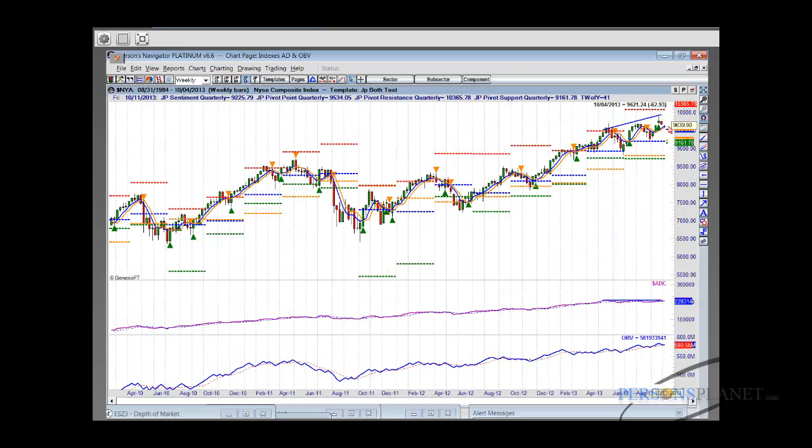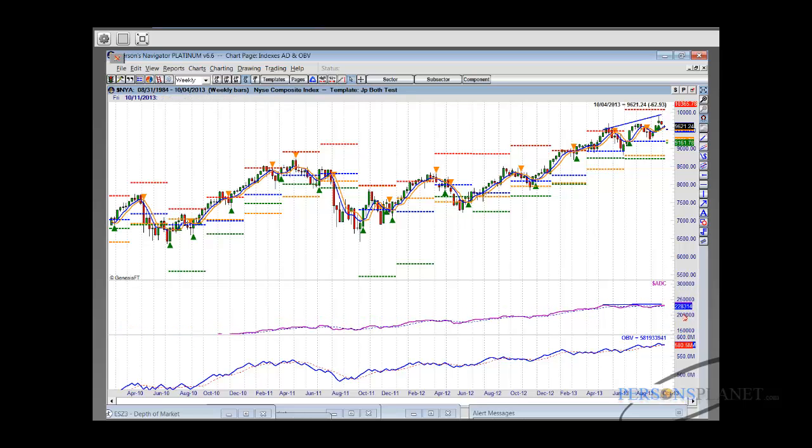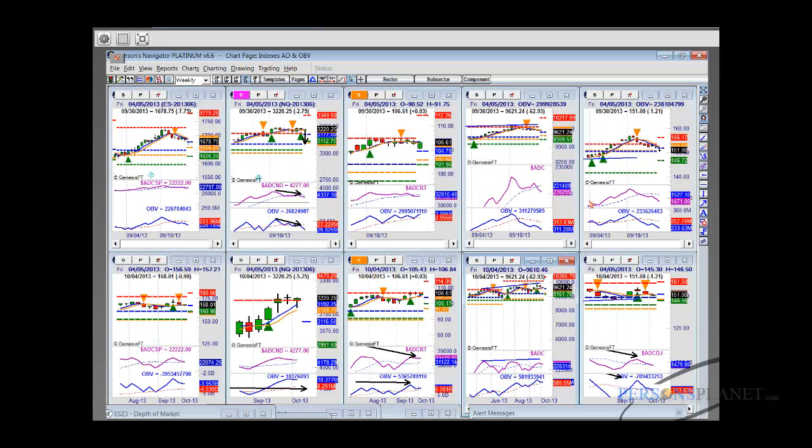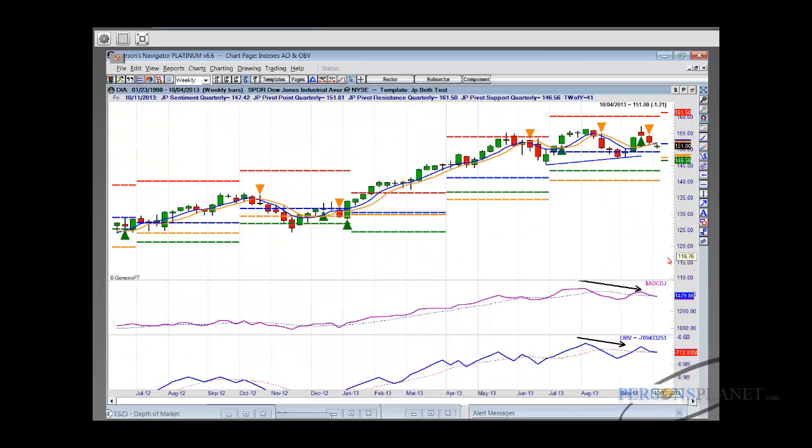This is the New York Stock Exchange Composite Index. That's a green arrow, not a red arrow. So we might be developing a little bit of bearish divergence, but we don't have it yet. It's not there. So even on the NYSE, we still see strength in the marketplace.